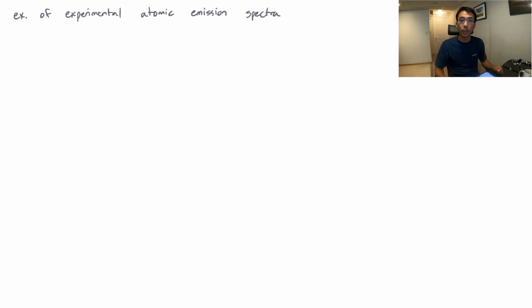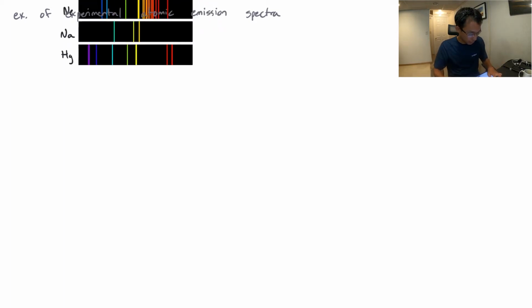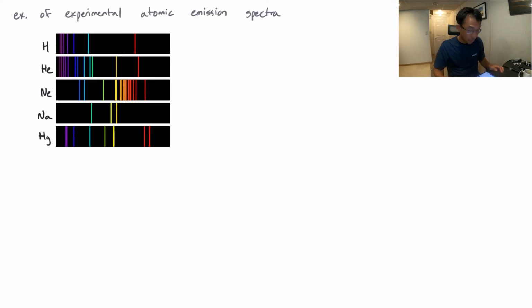It turns out historically, what people really studied at first was the emission of atoms. Here are some examples of experimental atomic emission spectra. Just showing you a few different atoms, what should really stand out to you right away is that each atom emits light at very specific lines, specific colors, right? And that each of these atoms or elements has a distinct signature. So if you see a certain pattern of lines, that's going to correspond to only one element or one atom.